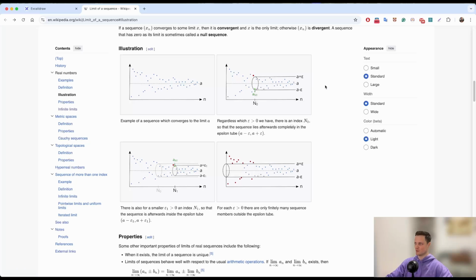For example, a may be 1 and epsilon may be 1/100th. And we can also find a smaller epsilon, for example 1/1000th, and a new index, which will be later, so that the sequence is afterwards inside the epsilon tube.